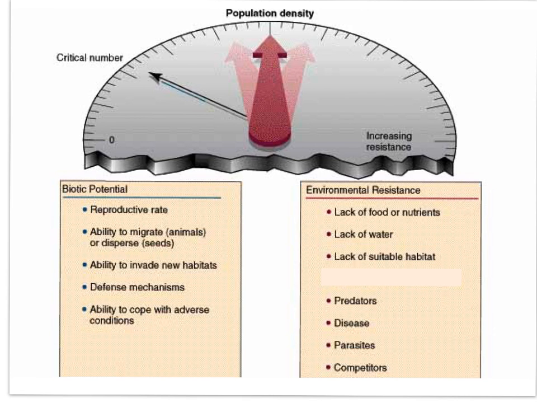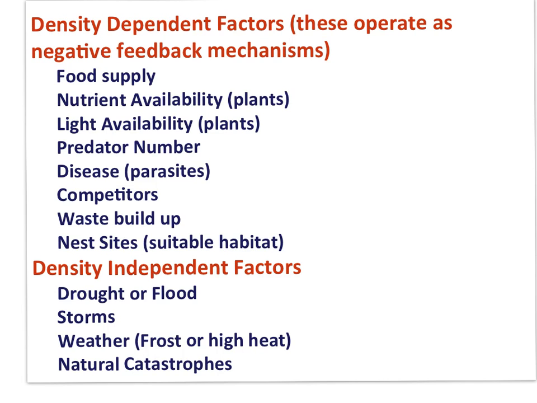The population, initially small, begins to grow, then reaches a critical number, a certain density, above which the population can no longer increase at its biotic maximum. As the density of the population increases, environmental resistance reduces the rate of growth. And the environmental resistance could be lack of food or nutrients, lack of water, lack of suitable habitat, predators, disease, parasites, or competitors. Here are the density-dependent limiting factors that operate as negative feedback mechanisms.